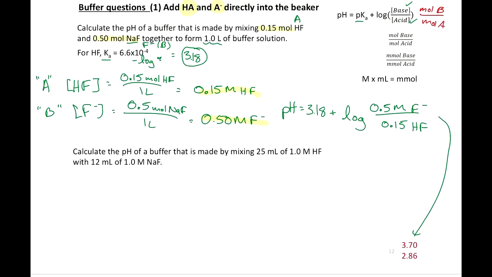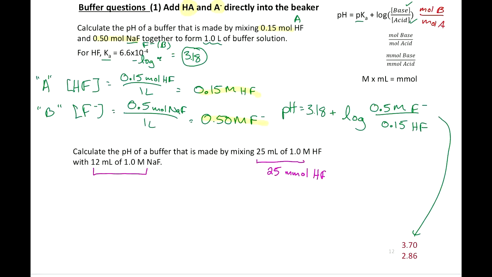So let's calculate the pH of a buffer made by mixing some HF and some NaF. So here's the thing. If you multiply a molarity by a milliliter, you get a millimole. Okay, just multiply those numbers straight up. So 25 times 1, that's 25. So there is 25 millimoles of HF present in this mixture. Okay. I like that number. I don't want to divide that number by 1,000 if I don't have to.